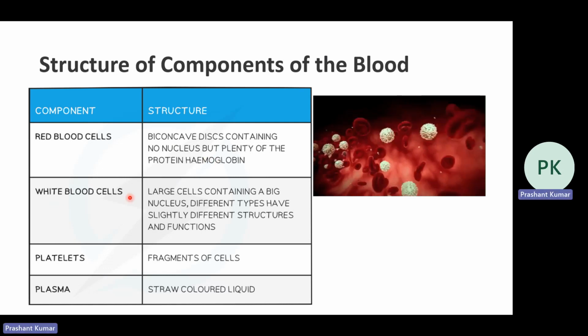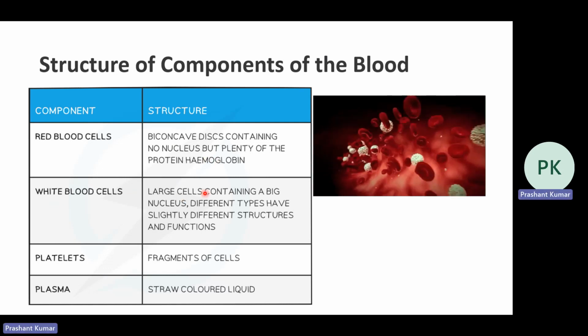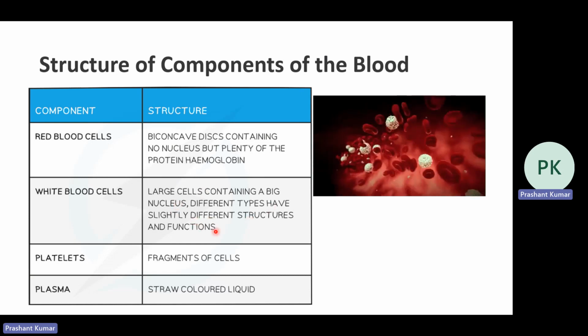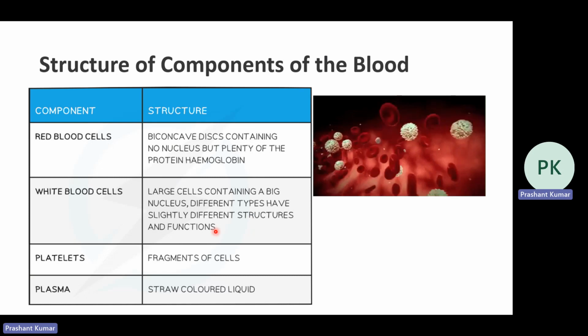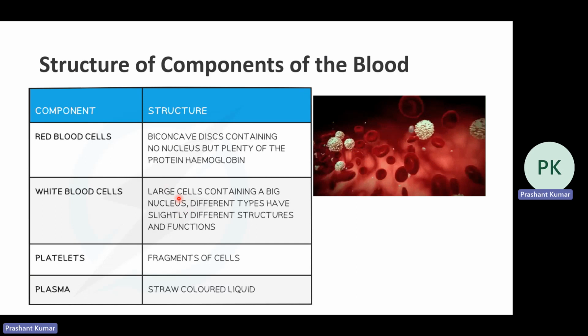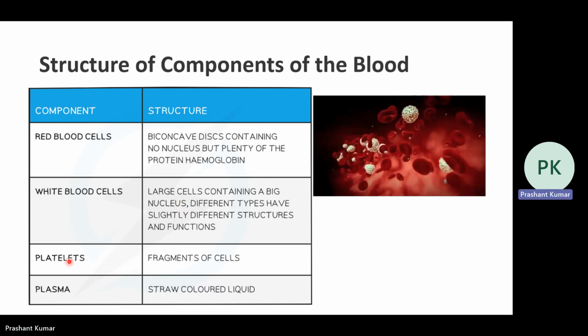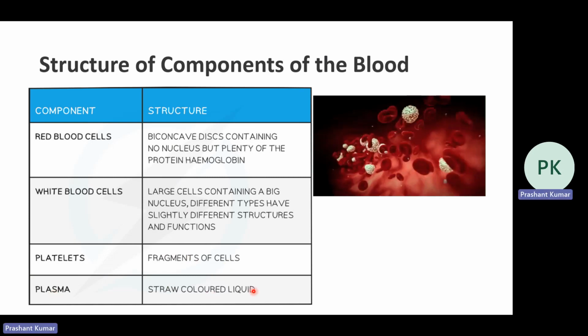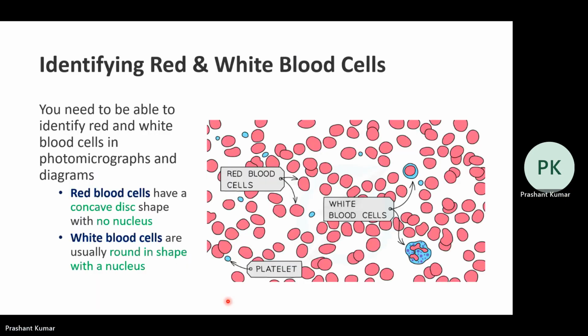Whereas white blood cells, they are quite large. They have a big nucleus. Different types have different types of structure and functions. So we don't have to go into the detail of the different types. So we'll stick to the structure, large cells and large nucleus. Platelets are fragments of cells without nucleus. Plasma is a watery colored liquid.